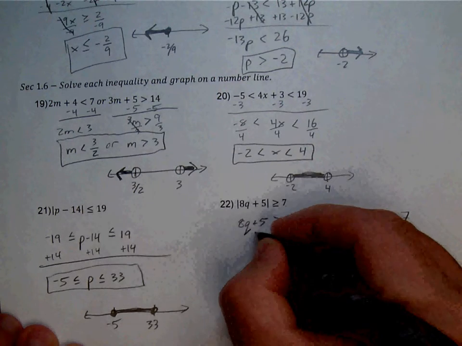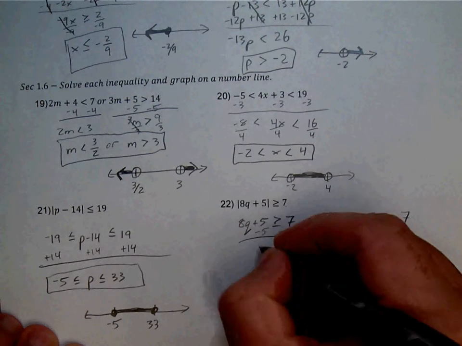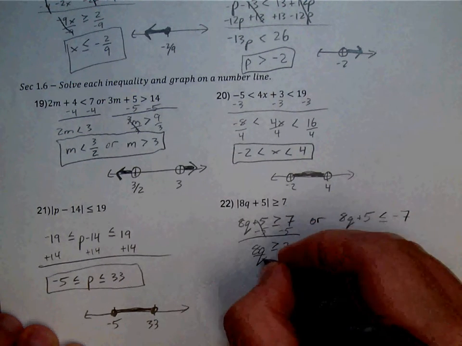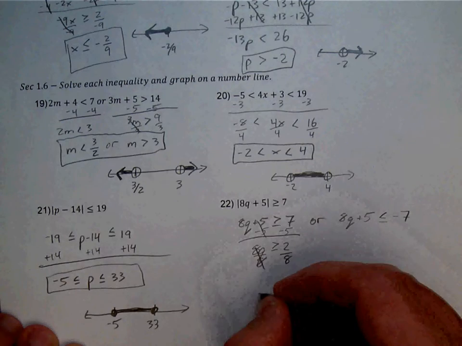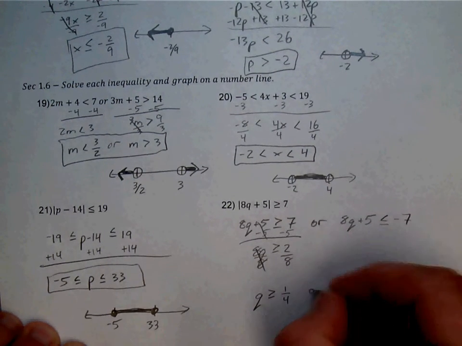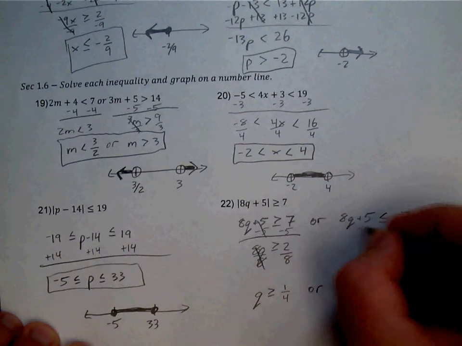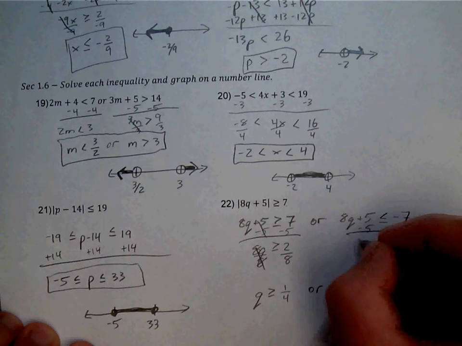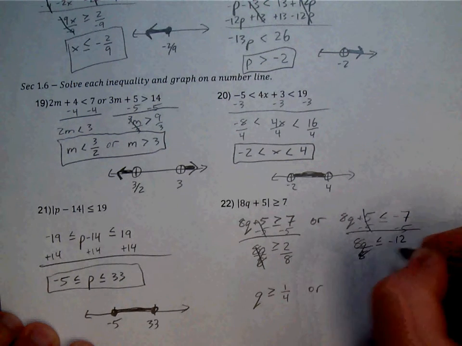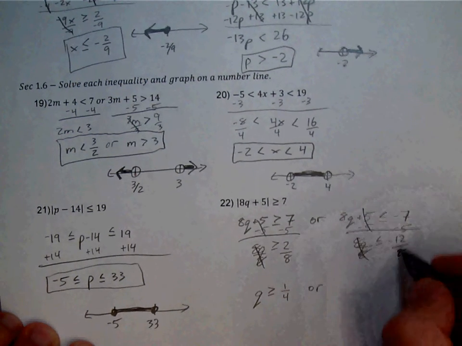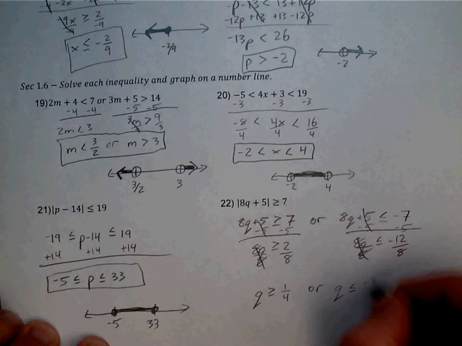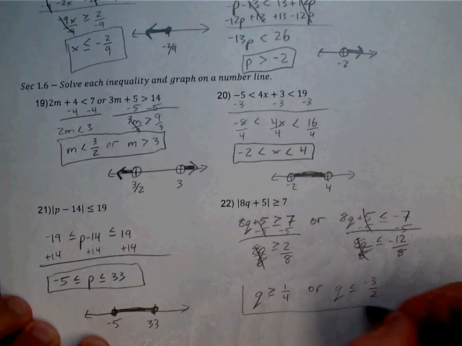Solve both of these. Q is greater than or equal to, that simplifies to 1/4. Or, 12 and 8, they're both divisible by 4. -3/2, or -1.5.